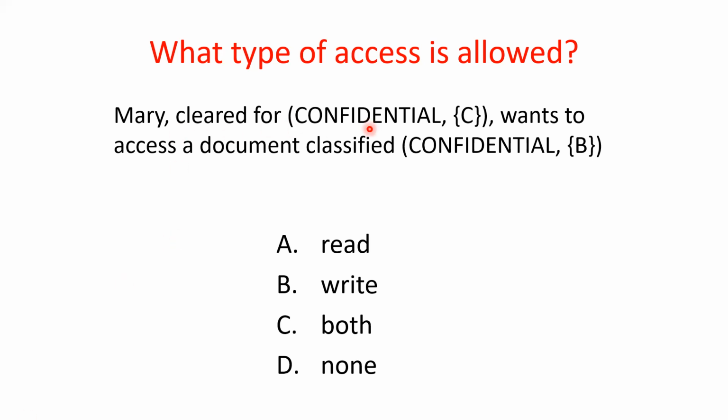Mary is confidential, C. The document's confidential. So the levels match and are okay, but this category B and Mary's C. So this is not a subset of C. So no access. You cannot read it. So what makes it a subset? It's a subset if there are no letters in the object that are not in the user. So in this case, if this had been C, it'd be okay. We'll look at some other examples. Keep that, don't lose that question. Okay, let's go.